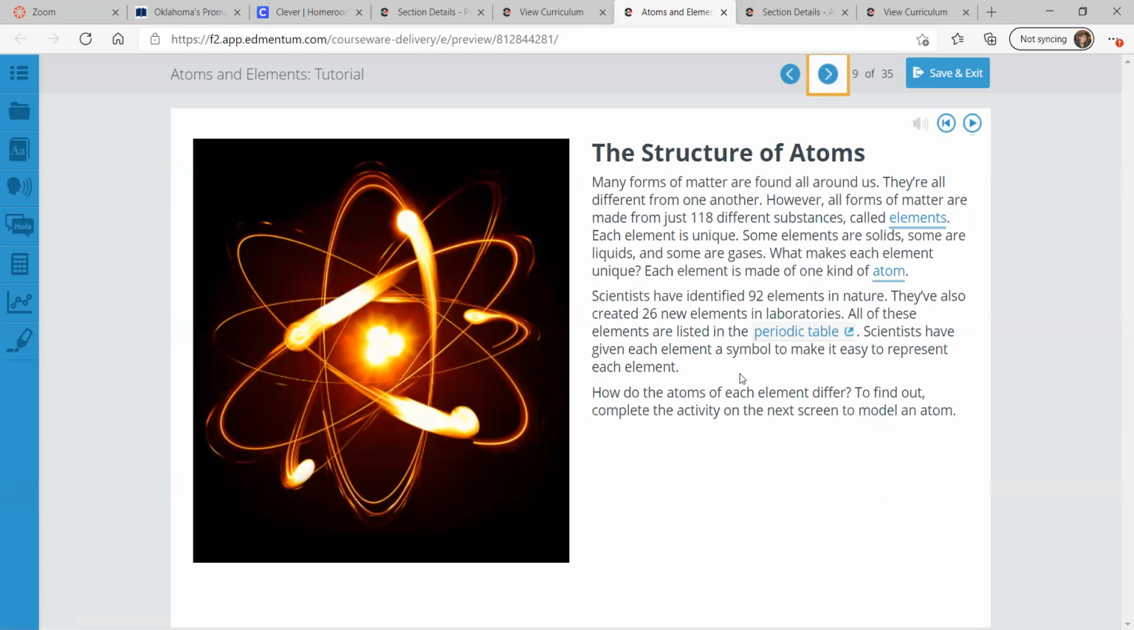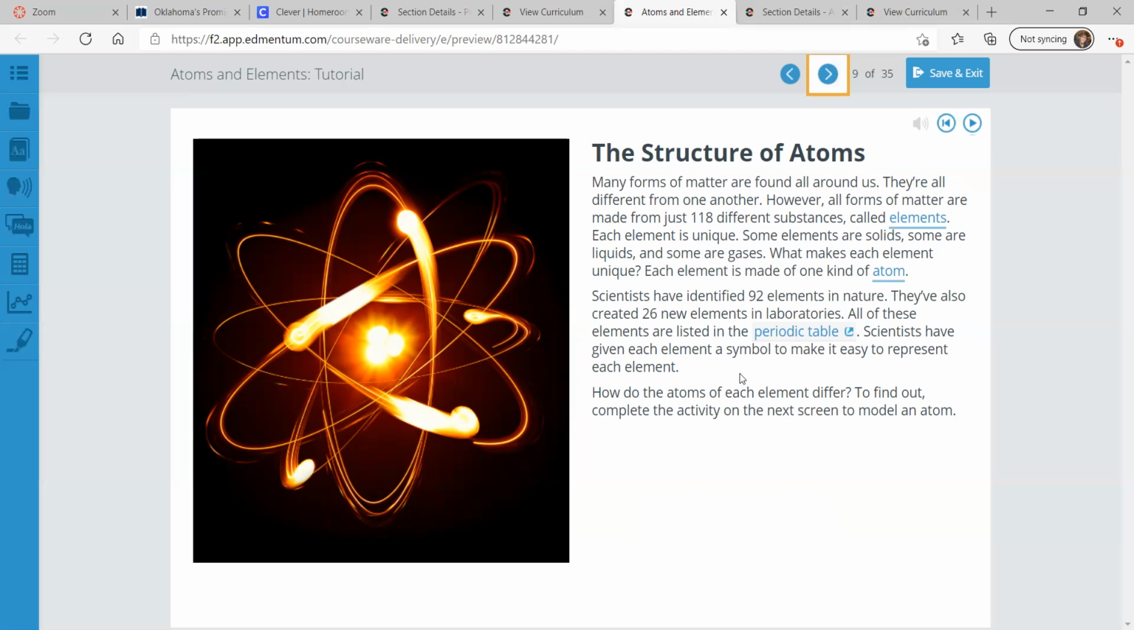All right, so now that's the warm up. And now we're going to get into the juiciest part of this lesson, and we're going to talk about the structure of atoms. Many forms of matter are found all around us. They're all different from one another. However, all forms of matter are made from just 118 different substances. These substances are called elements.